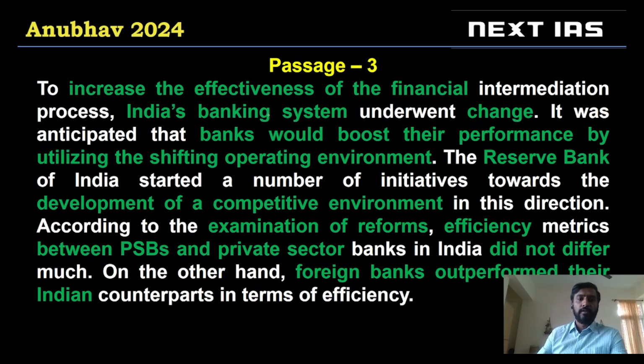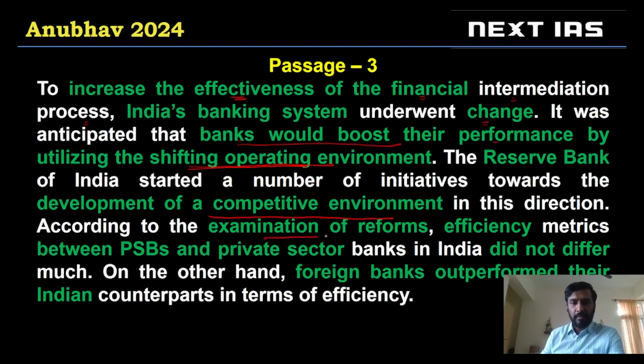Okay. Now here this passage is about banking reforms and comparing banking reforms between private sector banks, public sector banks, and foreign banks. We'll see this passage to increase effectiveness of financial intermediation process. Basically, to increase effectiveness of banks, India's banking system underwent change. Banks would boost their performance by utilizing the shifting operating environment, basically using the digital economy, right? Banks would boost their performance. The Reserve Bank started a framework which basically was to create a competitive environment for different banks.